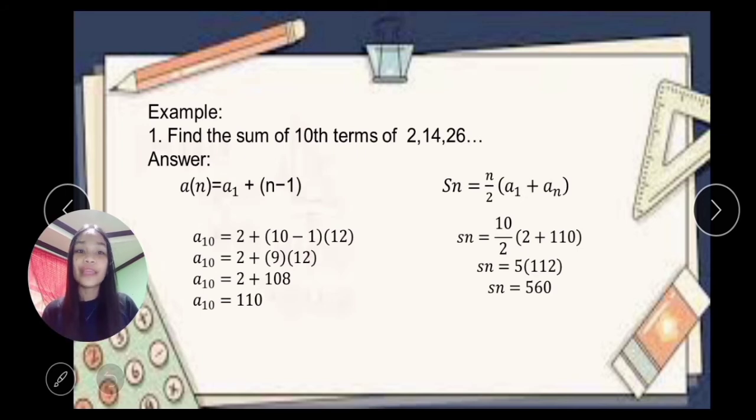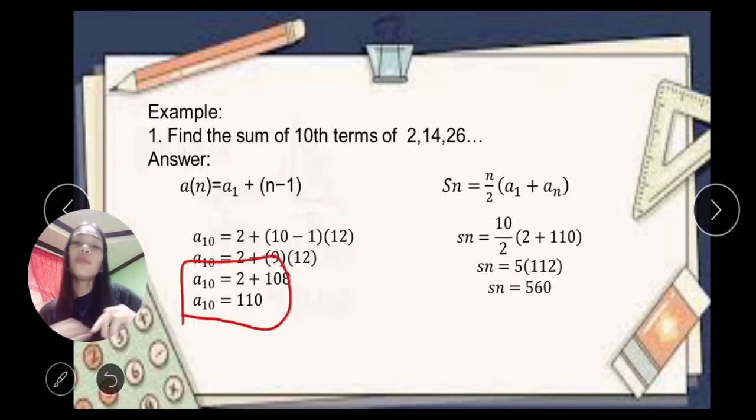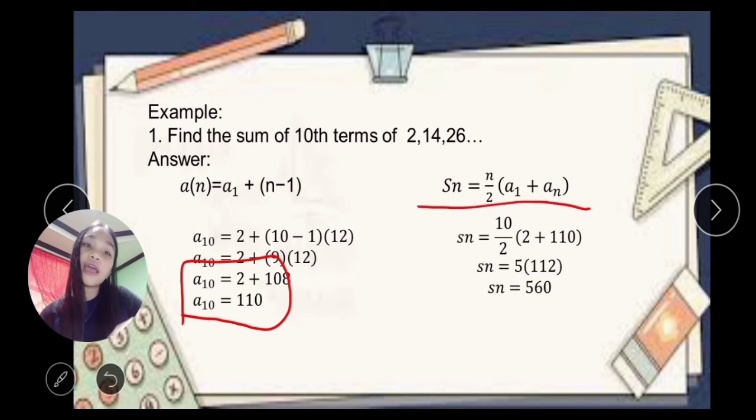So, we get the 10th term of the question, the sum of the 10th term. So, we have the 10th term is 110. Now, let's proceed to our Sn formula to find the sum of the first 10 terms. So, Sn equals n divided by 2 times A1 plus An. So, what we need to do is to find our Sn. Our Sn is 10, ang ating n naman is 10 also. Divide by 2, that will be 5. 10 divided by 2 is 5.